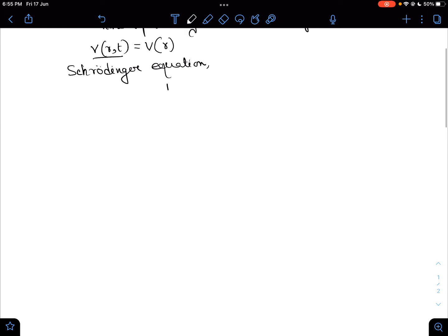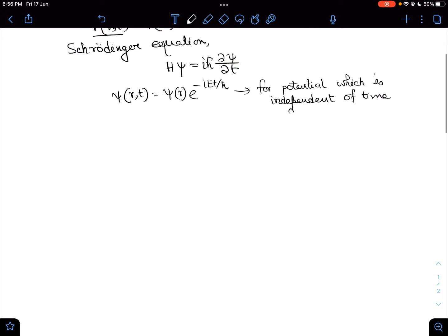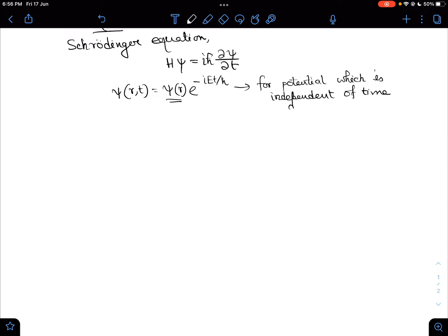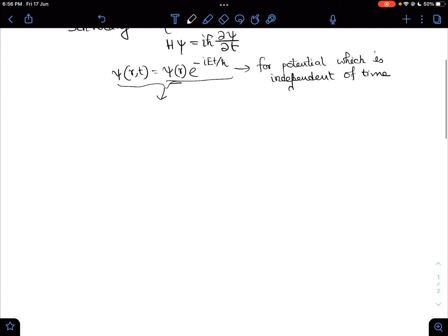So what is our Schrödinger equation? Schrödinger equation is H psi equals I h cut del psi del t. So this can be solved by the separation of variables. So psi we can write as psi of r e to the power minus I E t by h cut. So this we can write for a potential which is independent of time. So if we can write our wave function in this form, then our psi r will satisfy the time independent Schrödinger equation.